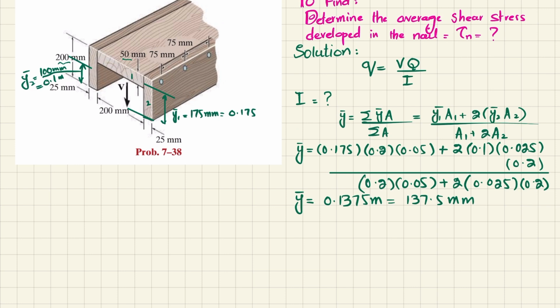So what will be the location of the neutral axis from this base? It will be somewhere here. Let me draw it again correctly. It will be somewhere here. That is the location of the neutral axis. I will show it like this. This is your y dash, and this is your neutral axis.